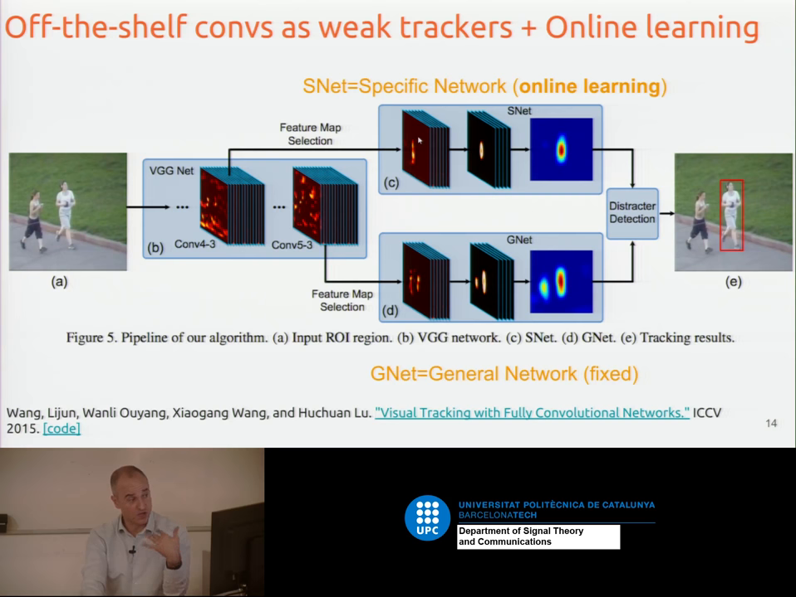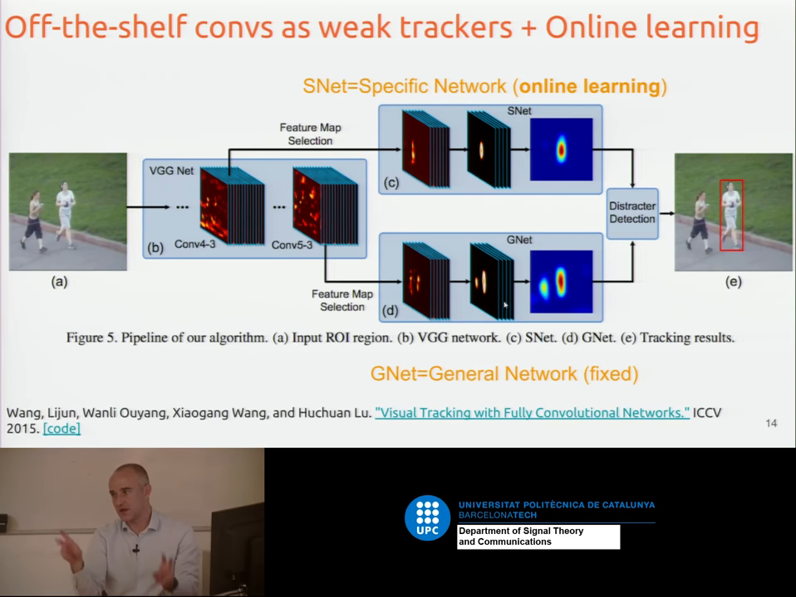Then during tracking, what they did is they fine-tuned this part. So there was some online learning, so that this part of the network was specialized for tracking that specific object, and there was this other part of the network that came over here. It was more general. So in case a new object appeared, a new person appearing, that part would capture it.